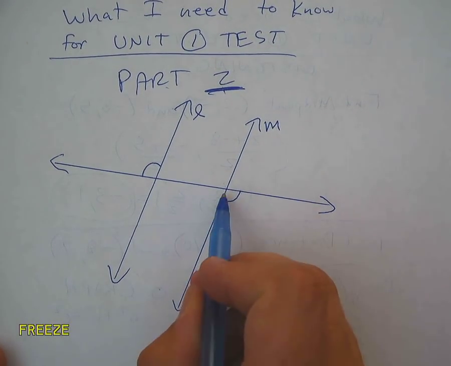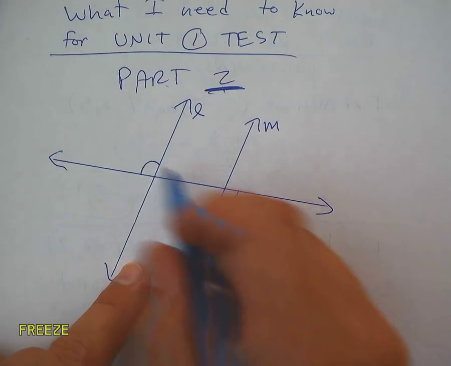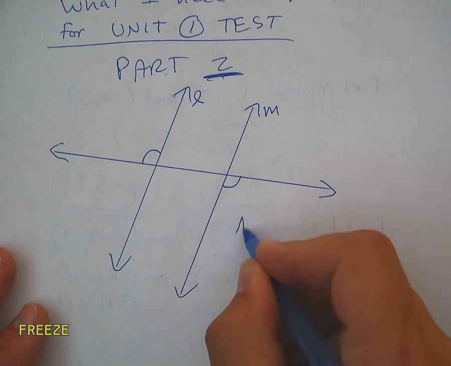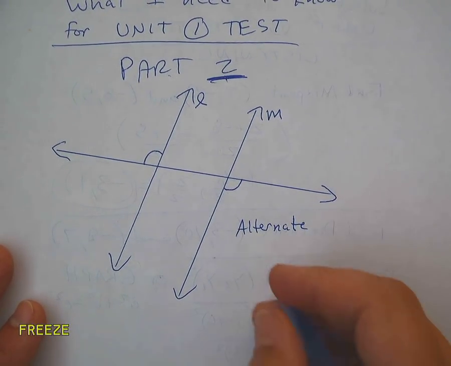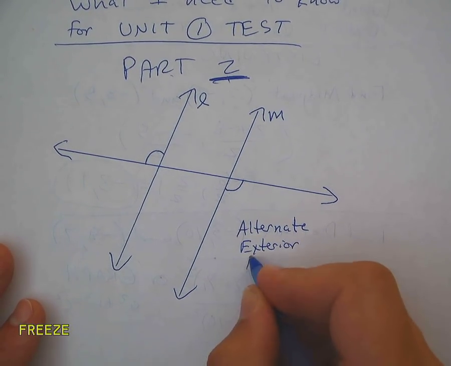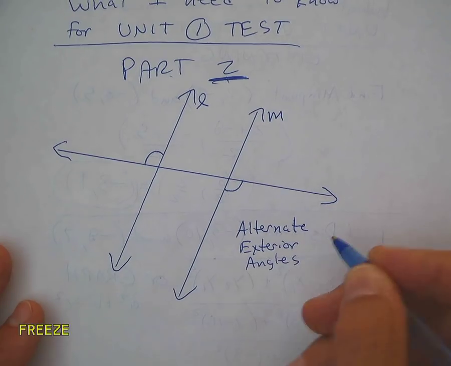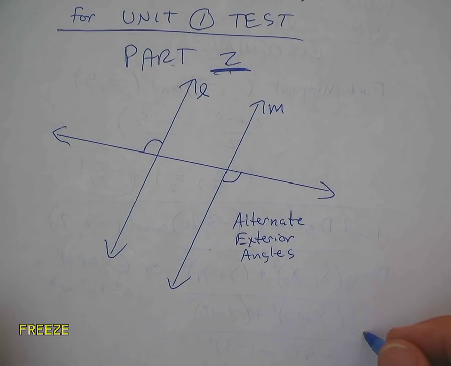And since they are on the outside, they're both on the outside and in alternate positions, these are called alternate exterior angles. So you need to know that. That's definitely got to need to know that for tomorrow's test. Or I'm sorry, not tomorrow's test. Test in 2 days. All right, next.